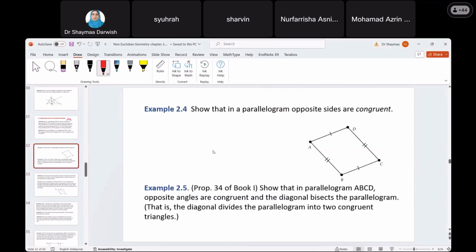Show that the opposite sides are congruent. Now we need what we have. This is a parallelogram, which means that DC is parallel to AB, AD is parallel to BC. We need to prove that DC is equal to AB, BC is equal to AD.